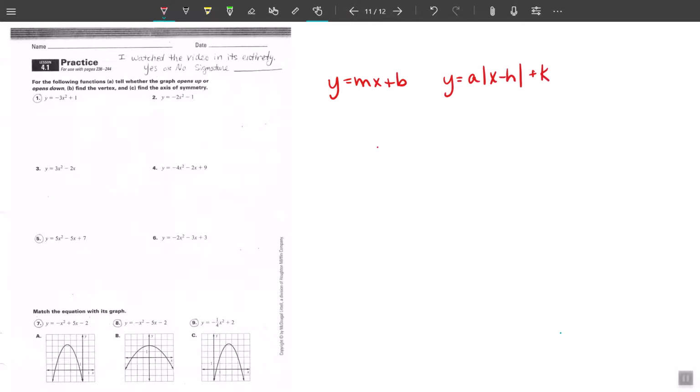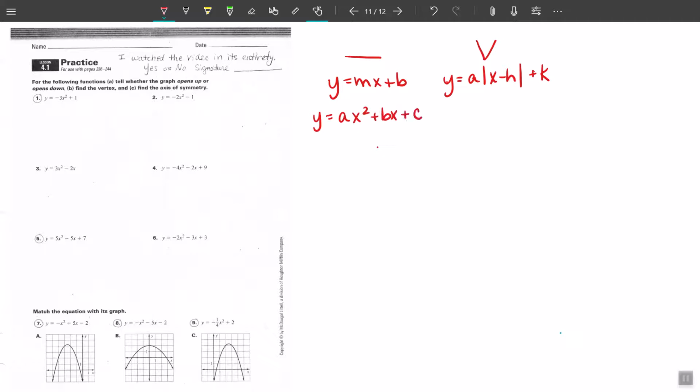All right, so linear function obviously is a line. Then the absolute value function is going to take that V shape, whether pointed up or down, depending on the value of A. And in this new function, in our quadratics, they're going to take this form.